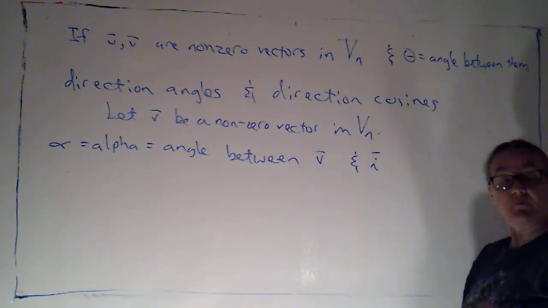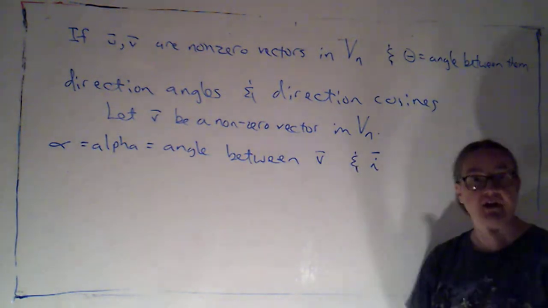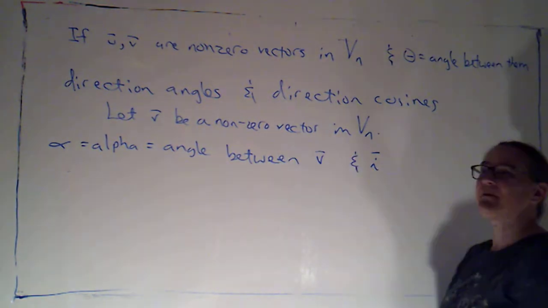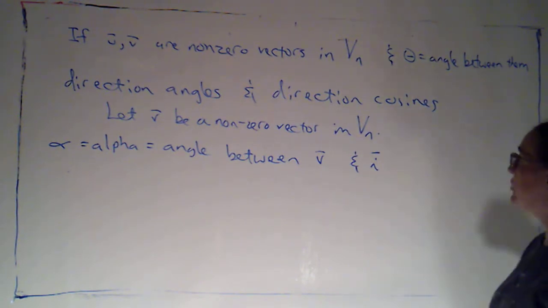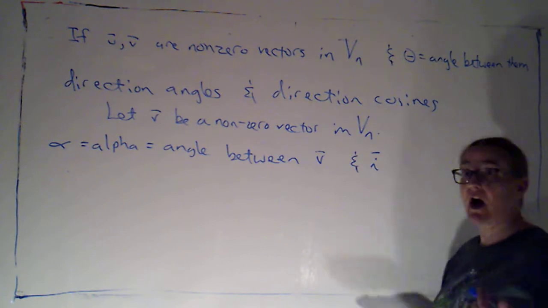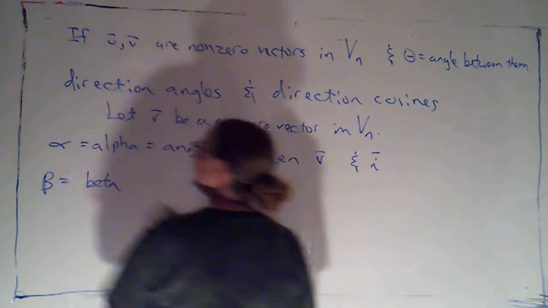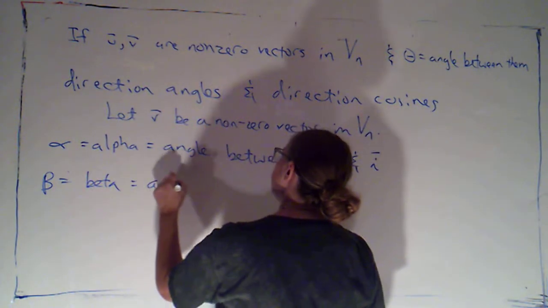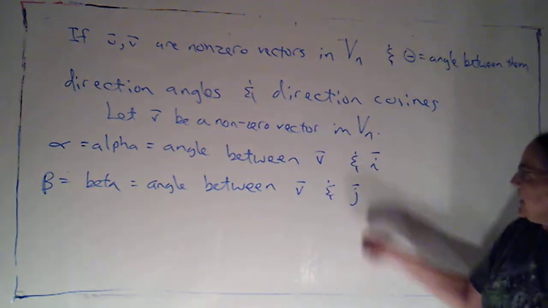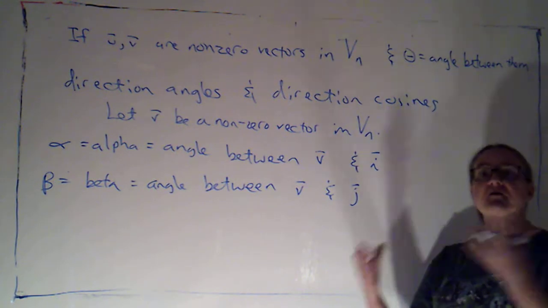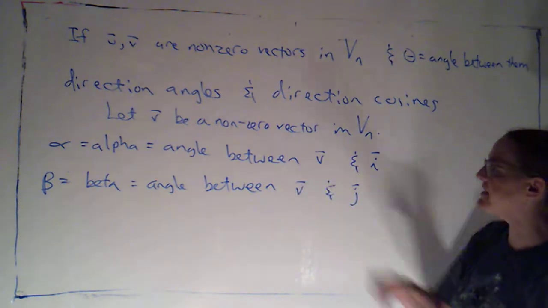Remember, that's the unit vector that points in the direction of the positive x-axis. And of course, if v is in 2 space, I'd be using the version of i that's in 2 space. If v is in 3 space, I'd be using the version of i that's in 3 space. So alpha is just the angle between a non-zero vector v and essentially the positive x-axis. Beta, that's another Greek letter there, that's going to be the angle between v and j. And of course that's also defined in either 2 space or 3 space. I just have to use the appropriate version of j that lives in whichever space v is in.